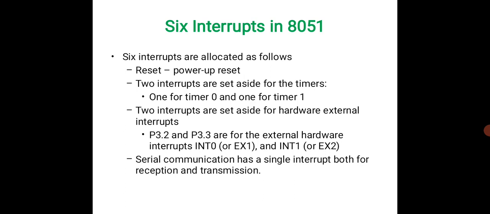There are 2 interrupts set aside for hardware external interrupts. Port pins 3.2 and 3.3 are for the external hardware interrupts, which are denoted as INT0 and INT1. There is one single interrupt used both for reception and transmission, which is for serial communication.